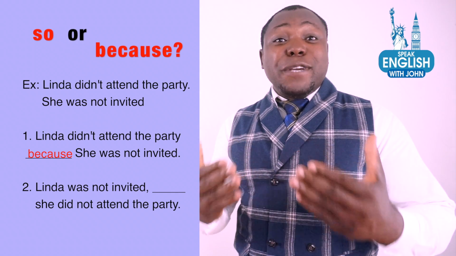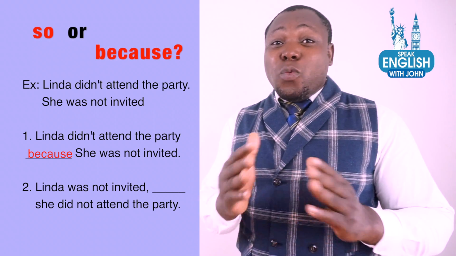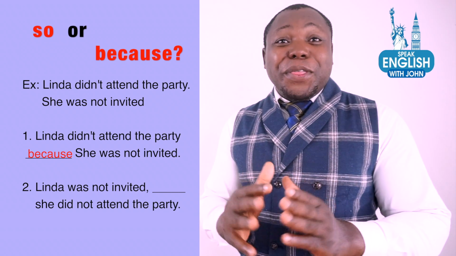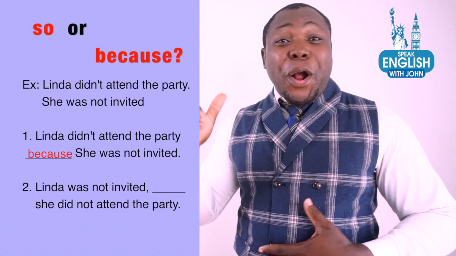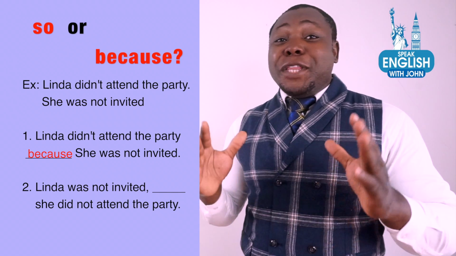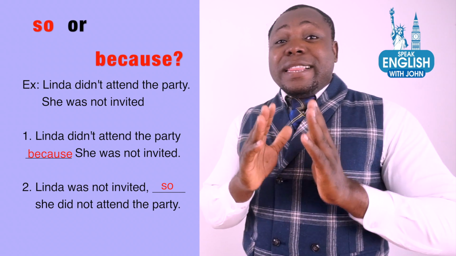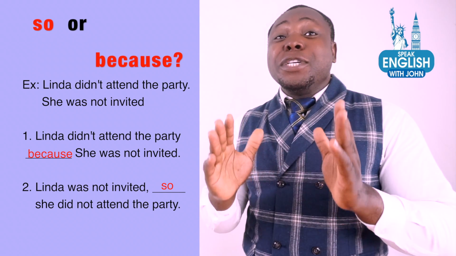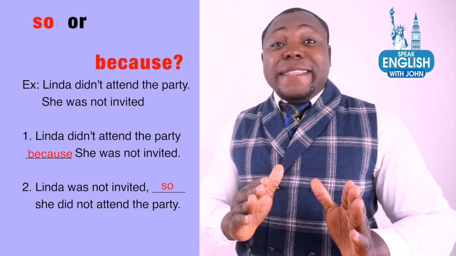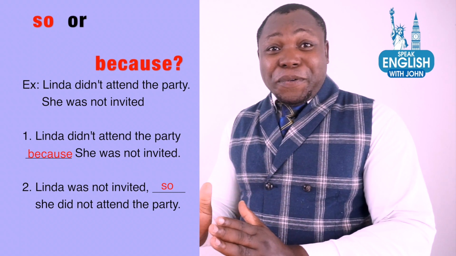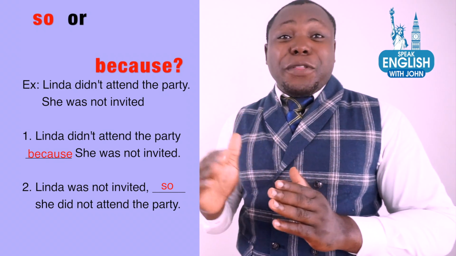Here we see the reason coming after because. And also the fact that we don't write a comma in front of because. And please decide for number two, so or because. And for number two, the answer is so. Linda was not invited, so she did not attend the party. Here we notice the reason came before so. And like we said, we write a comma in front of so.